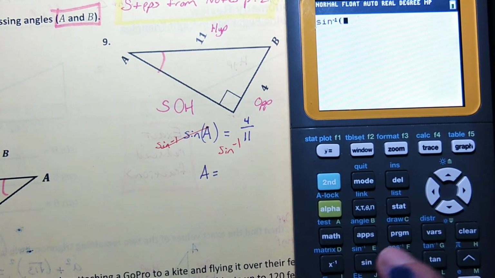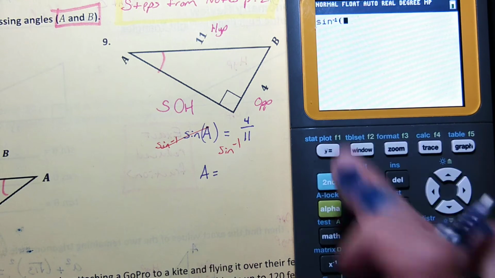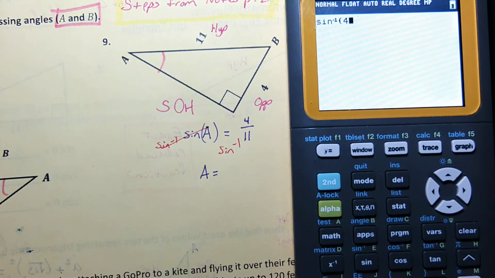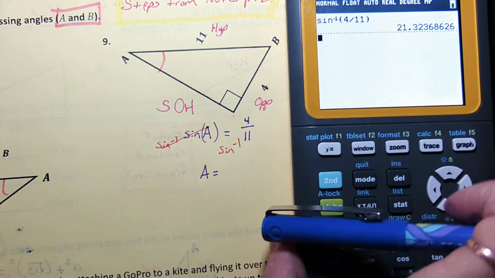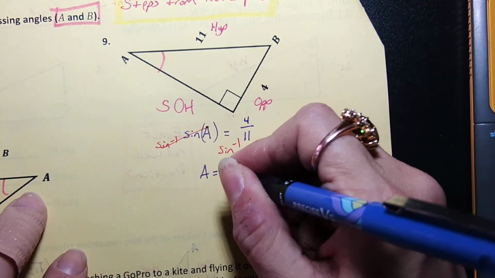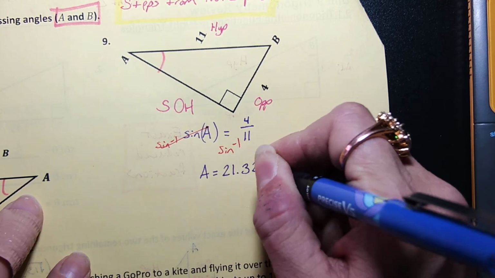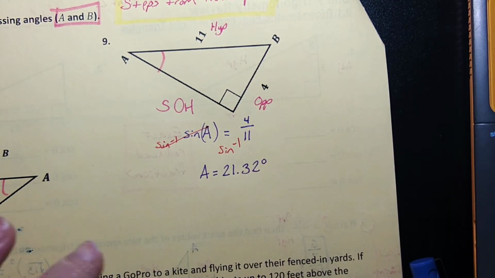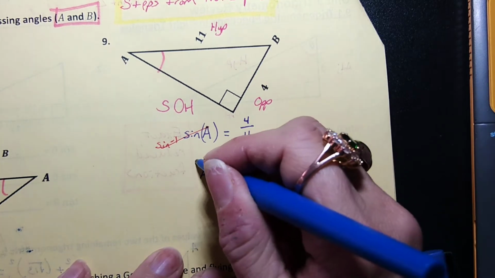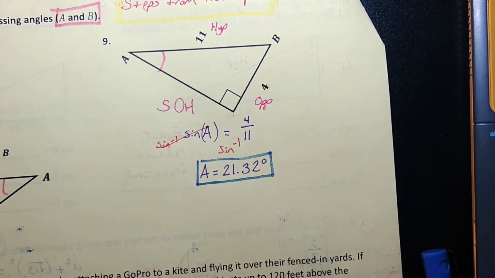So second sine, that's how we get that sine to the -1, 4 divided by 11. And we get 21.32. 21.32 what? Degrees. Very good. So it's a good idea to still include your units when you can, especially in the story problems.